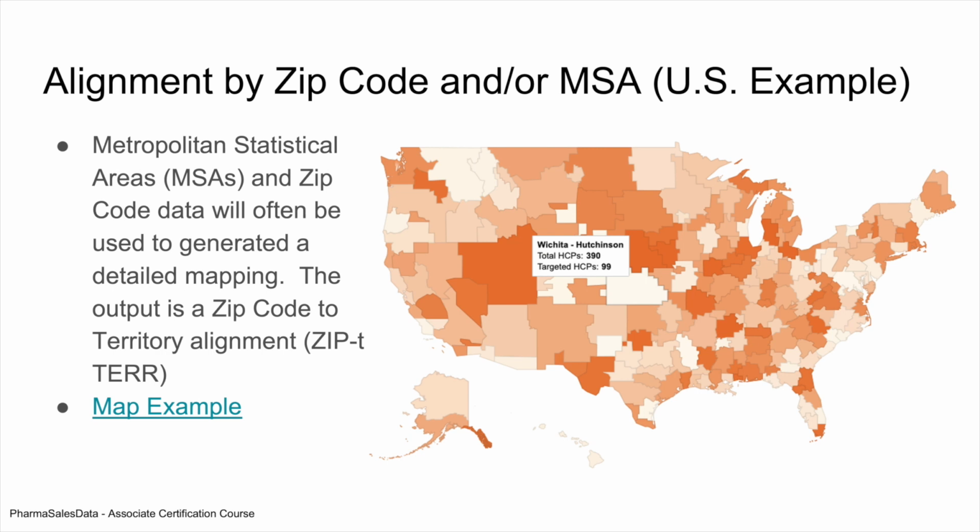So as you can see, I'm looking right now at the Wichita Hutchinson territory, and in this case we have 390 total doctors, HCPs, and the company decided to target only 99 of those. So all of these areas would be a territory for a sales associate to call on doctors, and this is based upon MSA mapping. So some companies do MSA, some companies do zip code to territory. It all depends upon how granular you want to get. Zip to ter allows mass market reps to have smaller territories because there are a lot more doctors you can reach that way. An MSA may be more popular for a specialty rep where you have fewer doctors to call on, fewer sales associates.